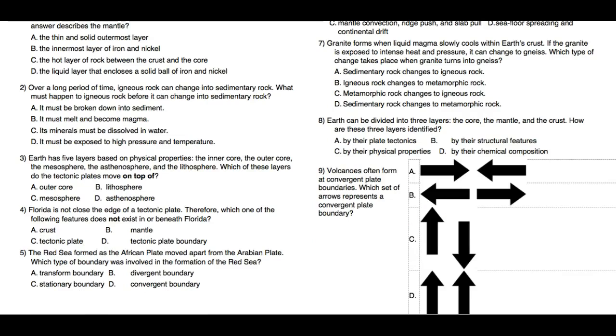Question 8. Earth can be divided into 3 layers: the core, the mantle, and the crust. How are these 3 layers identified? A. By their plate tectonics. B. Their structural features. C. Their physical properties. D. Their chemical compositions.